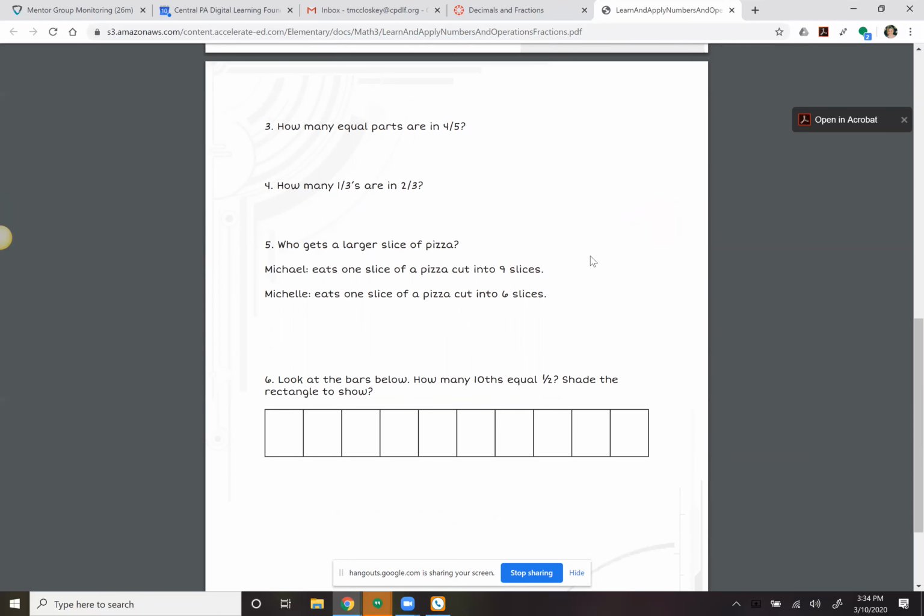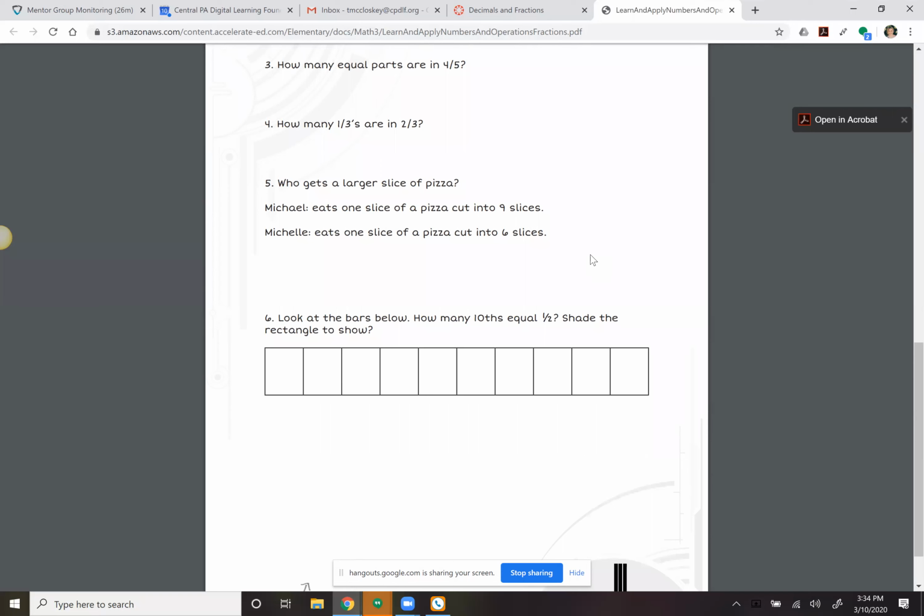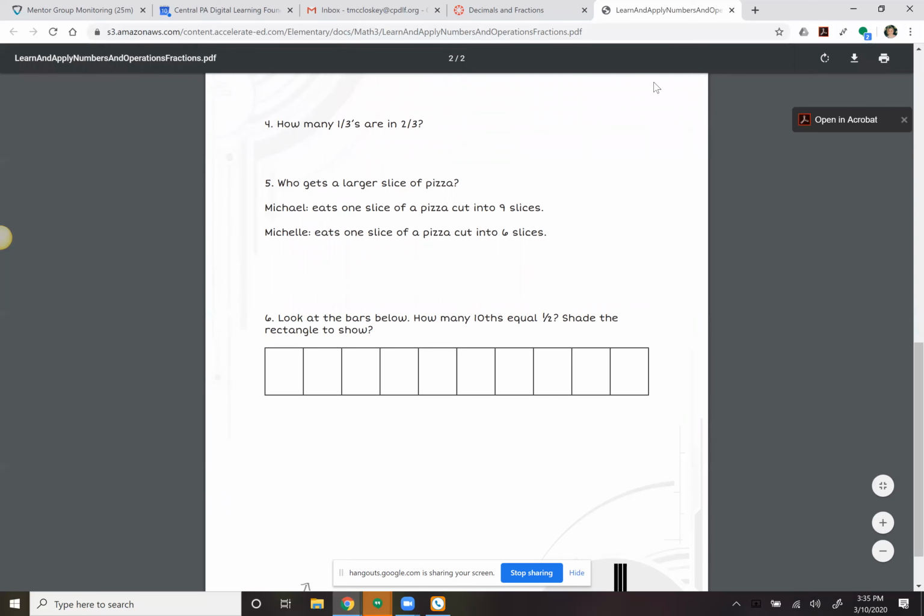Good. Who gets a larger slice of pizza? Michael eats 1 slice of pizza cut into 9 slices. Michelle eats 1 slice of pizza cut into 6 slices. Who gets the bigger piece? No one does. Because it's just like the same size of pizza, just cut into smaller pieces. Yeah, so if it's cut into smaller pieces, someone would have a bigger piece.